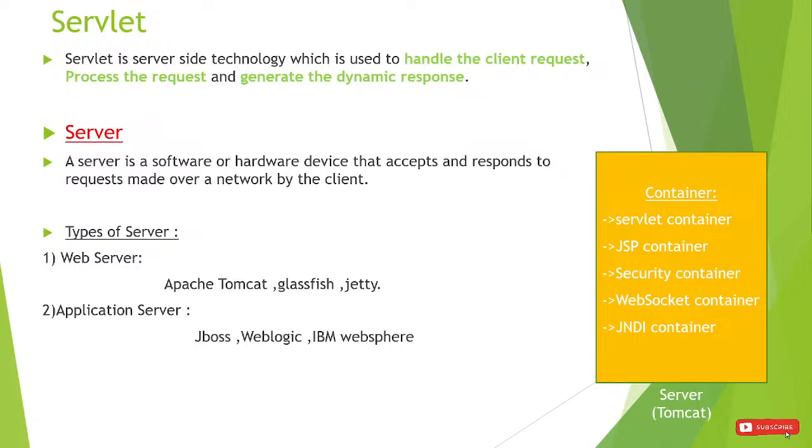So there are two types of server. The first is the web server, and the other one is the application server. If we talk about web servers, Apache Tomcat, Glassfish, Jetty, these are all web servers. And if you talk about application servers, JBoss, WebLogic, IBM WebSphere, these are all application servers. In this class, we are using only the Tomcat server.